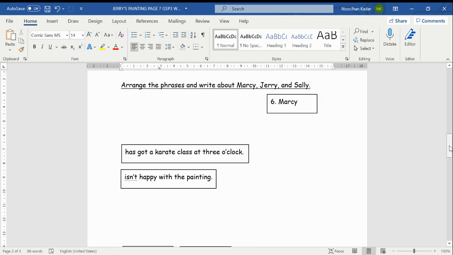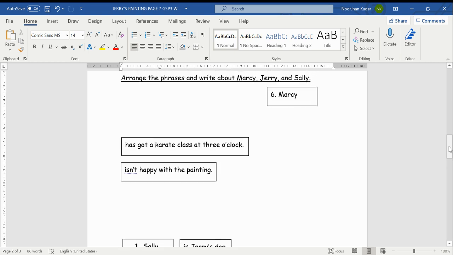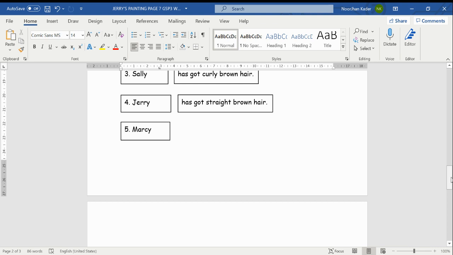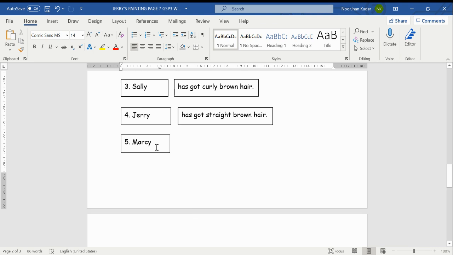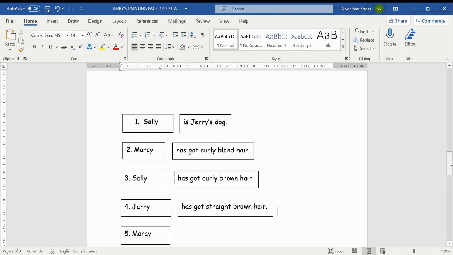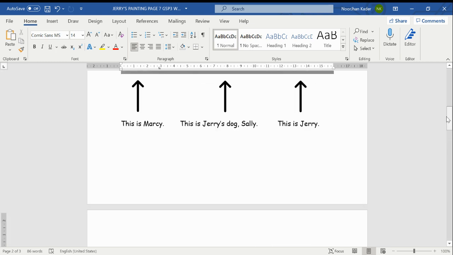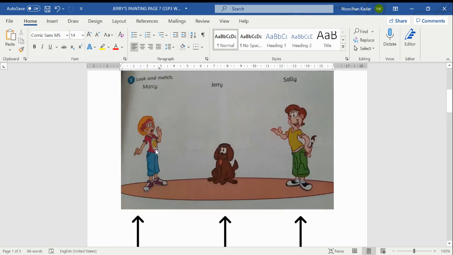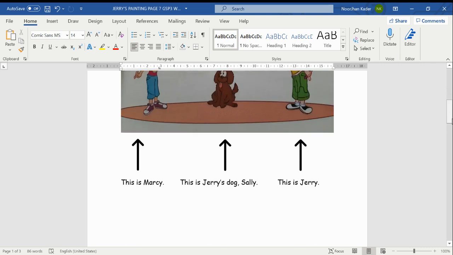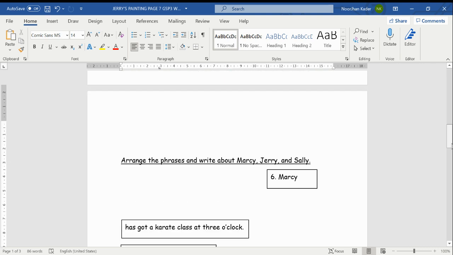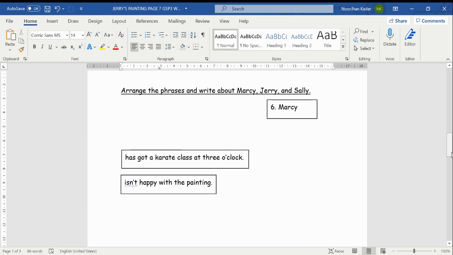Okay. So Marcy. Okay, number 5 is talking about Marcy. Okay, let's see Marcy again. So it's not about the pictures anymore, but we know this is Marcy, this is Jerry, and this is Jerry's dog, Sally. So you have to refresh your memory on the story to remember what happened next.